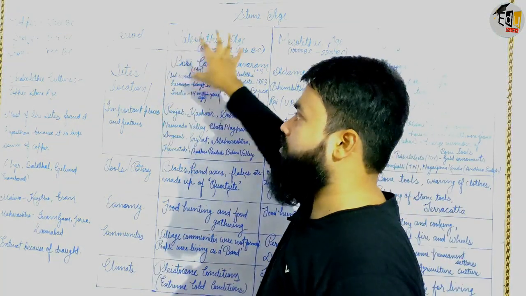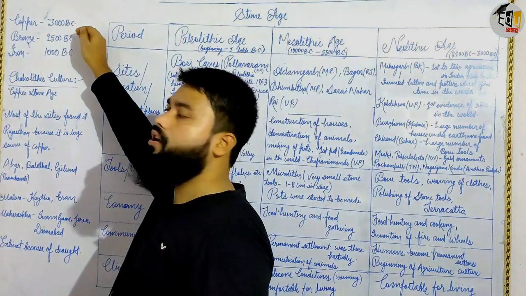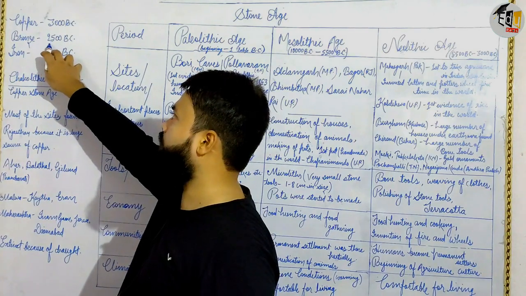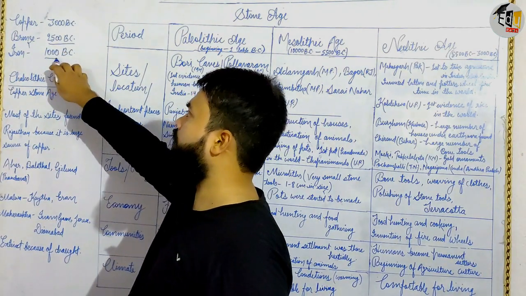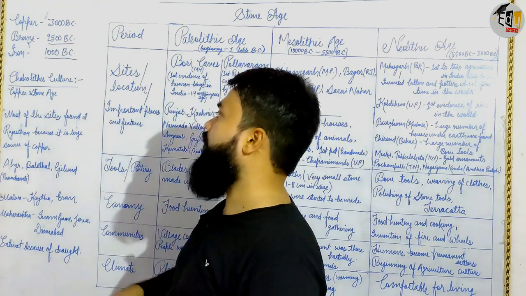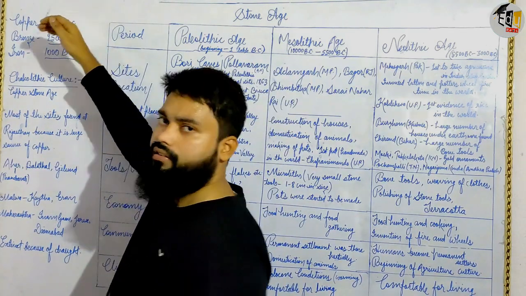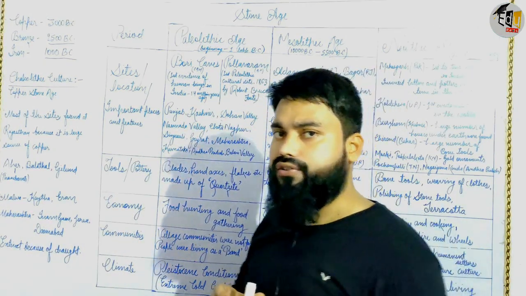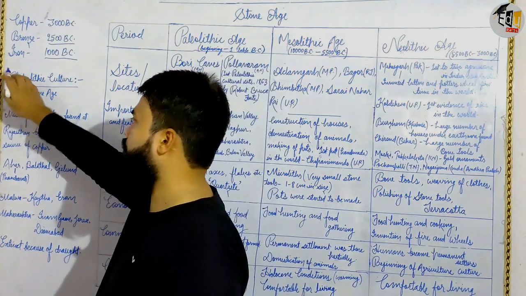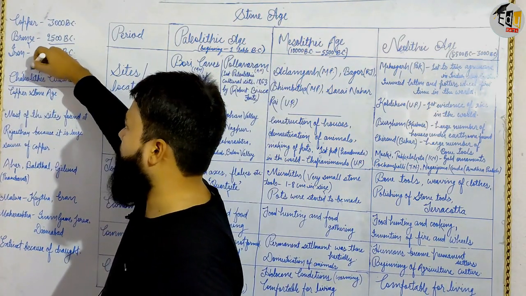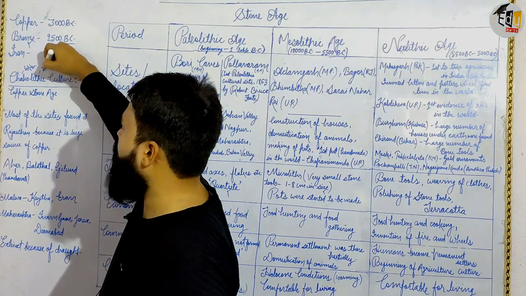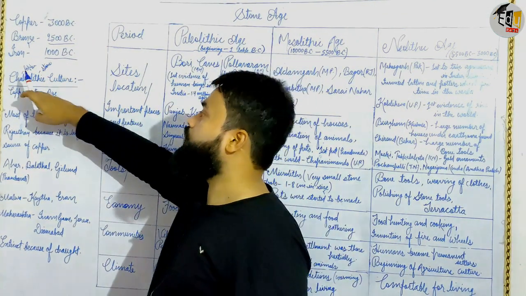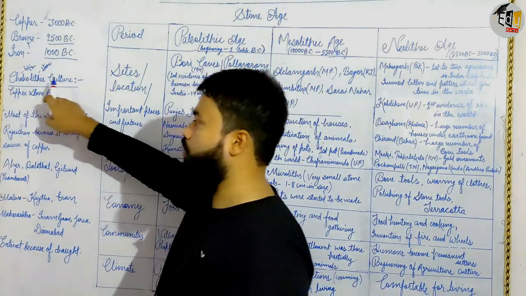After the stone age was over, copper was discovered. Copper was discovered in 3000 BC, then bronze in 2500 BC, and then iron in 1000 BC. When copper was discovered, copper and stone were used simultaneously, and that age was called the Chalcolithic culture. Chalcum means copper and lithic means stone. So copper and stone were being used simultaneously. That is why this age was called Chalcolithic, that means the copper-stone age.